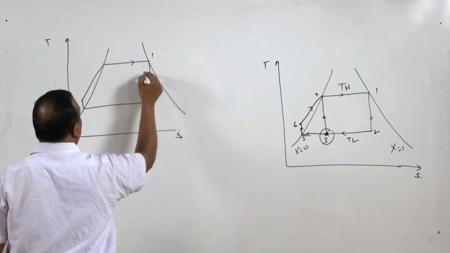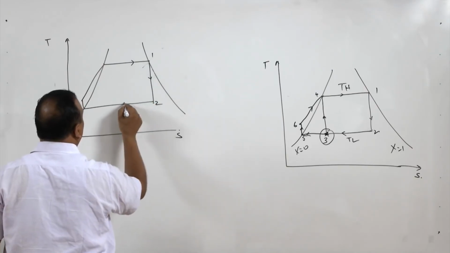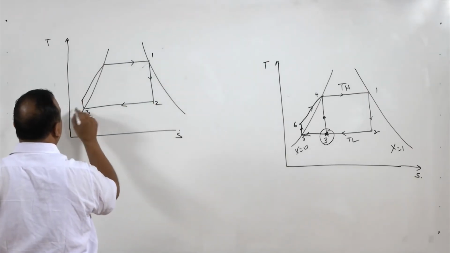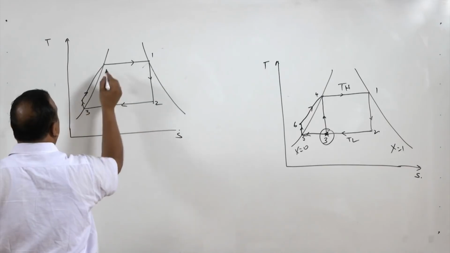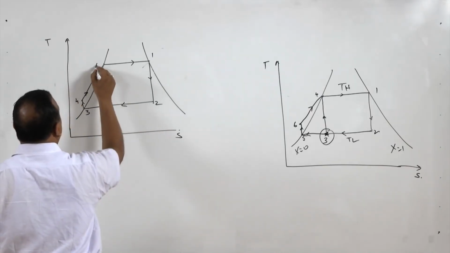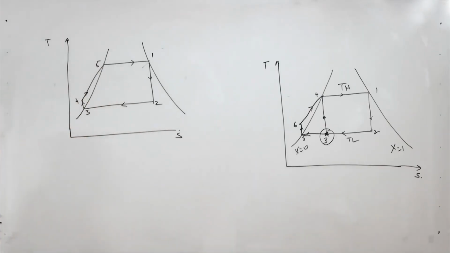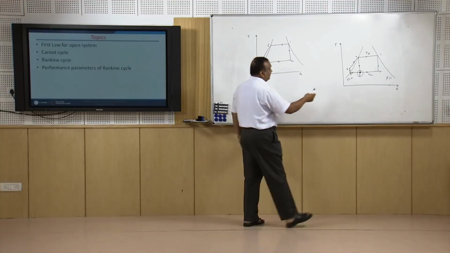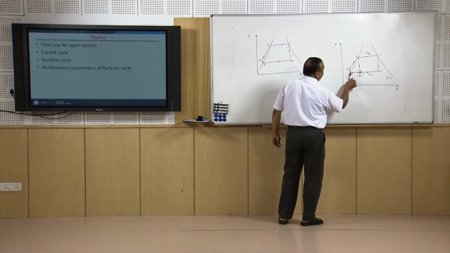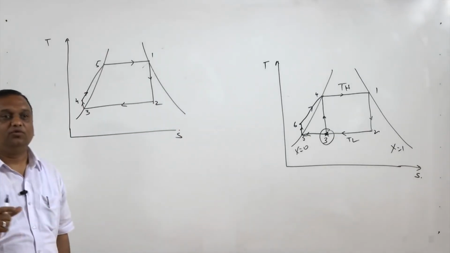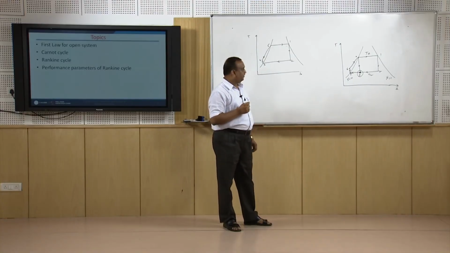State 1, state 2, state 3, and then state 4 and state 5. The moment the vapor is condensed up to state 5, the volume is reduced drastically.